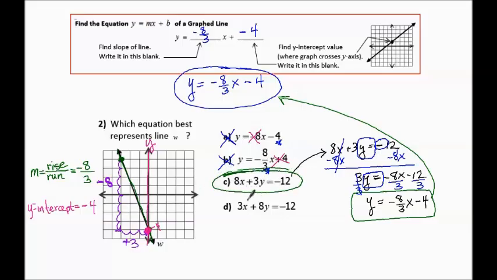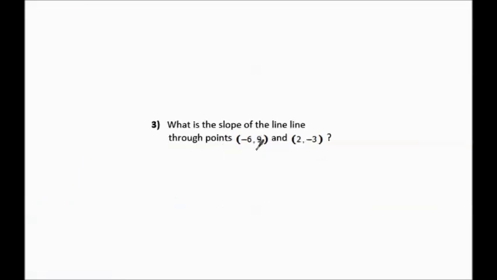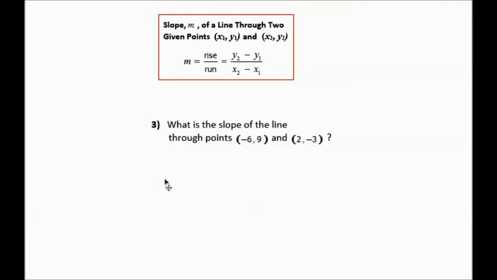If option C would not have matched, I would have needed to rewrite option D and see if that one matches. Thankfully, we don't need to do that. Let's look at the next one. What is the slope of the line through points negative 6, 9, and 2, negative 3? There's a section on your notes that reminds you how to do these types of problems.